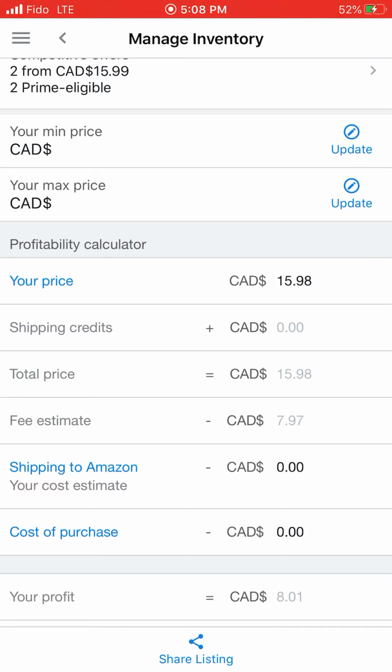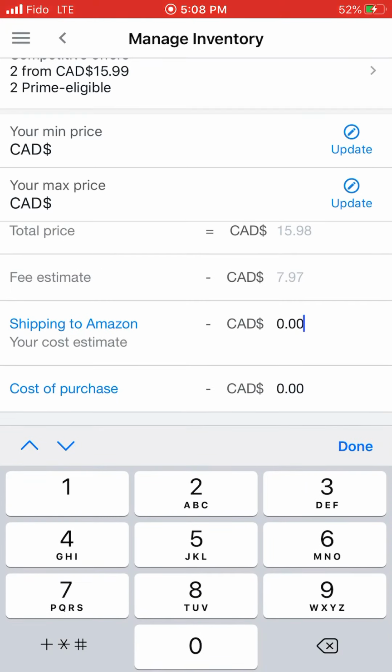Let them have their portion. Okay, now we want to put in our cost of goods. And our cost of goods on this one is $4.48. The cost of the product is $4, but the tax is 12%. So when you add 12% to $4, you get $4.48. So you want to make sure you incorporate that tax.